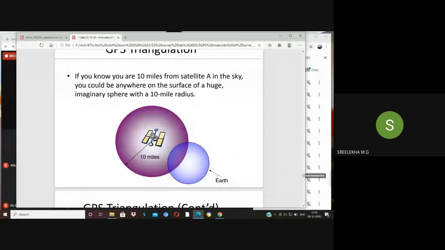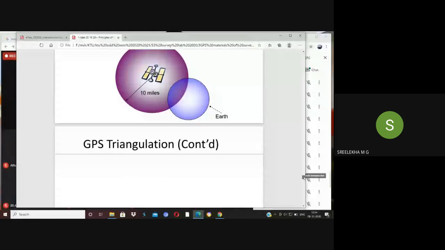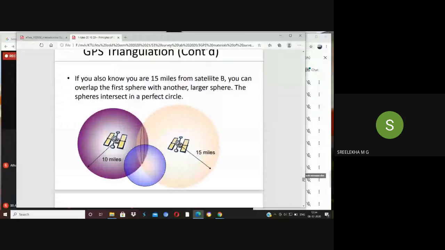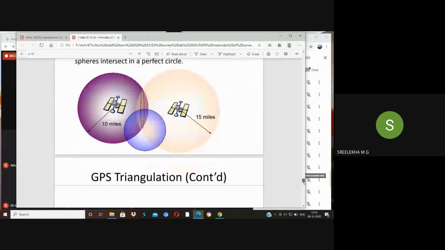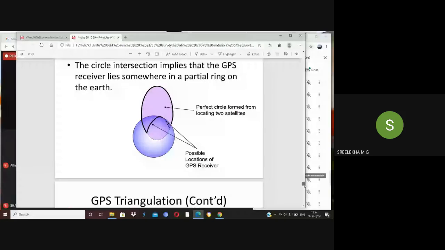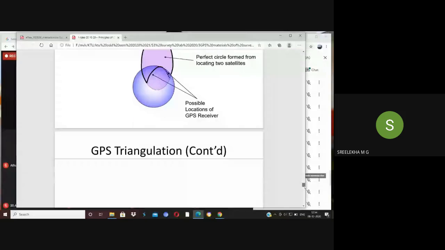So considering the second satellite, this is the second satellite considered. With respect to the second satellite, our location is at 15 miles. So we will be able to trace our location on the Earth with respect to these two satellites. And using the third satellite, the area of coverage will be reduced further. Likewise, the exact location can be traced.